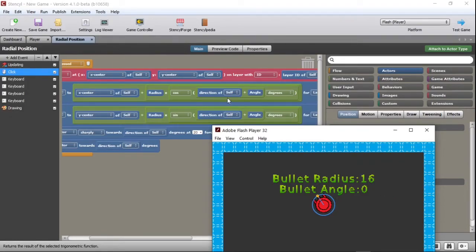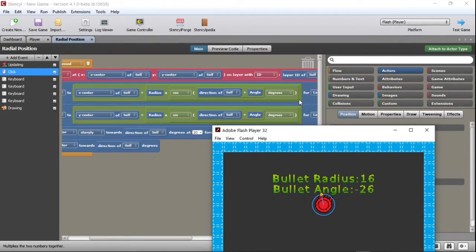Direction of self accounts for the rotation of the actor. Angle is a deviation from the actor's direction to position the projectiles, used to find the point along the circumference. If this is 0, the projectile is created exactly in front of the actor. If you increase this number, it moves clockwise along the circumference. And by decreasing this number, it moves counterclockwise. Lastly, as degrees will convert the cosine to an angle in degrees.